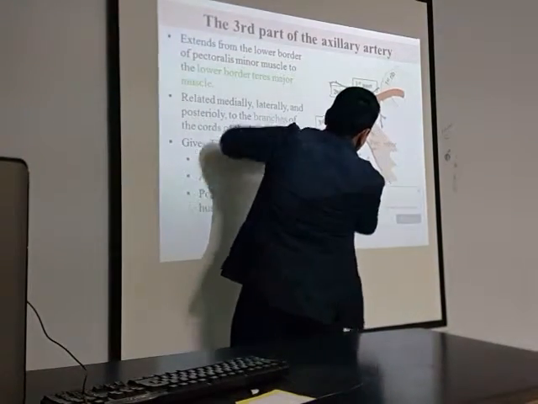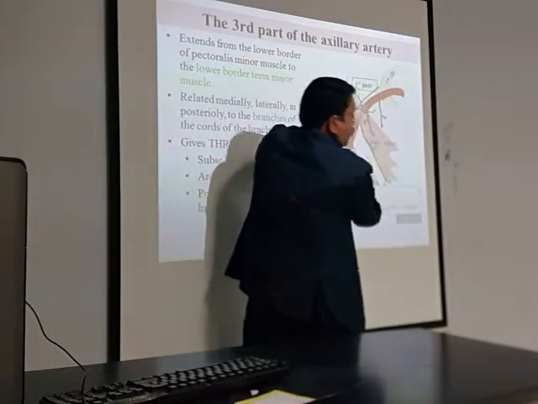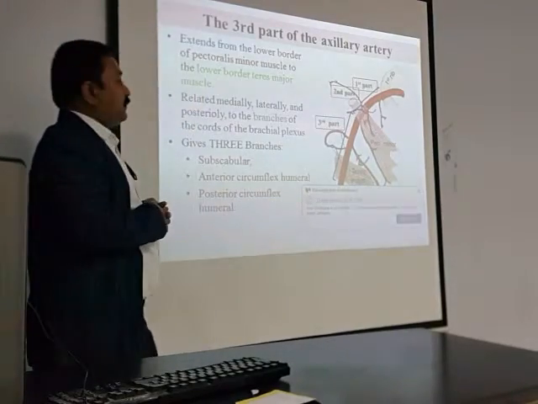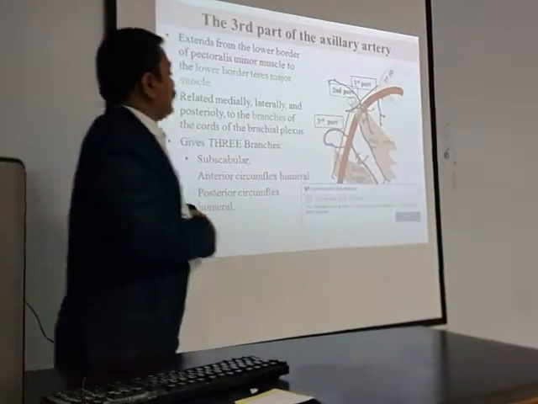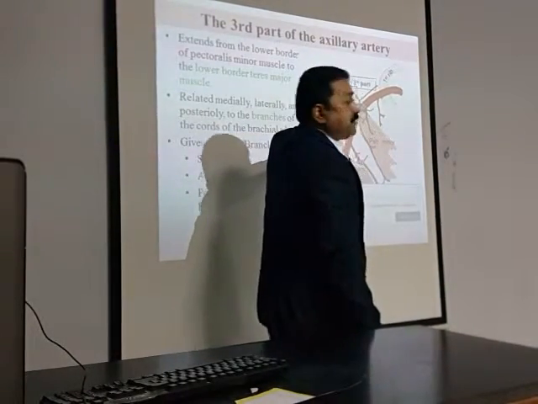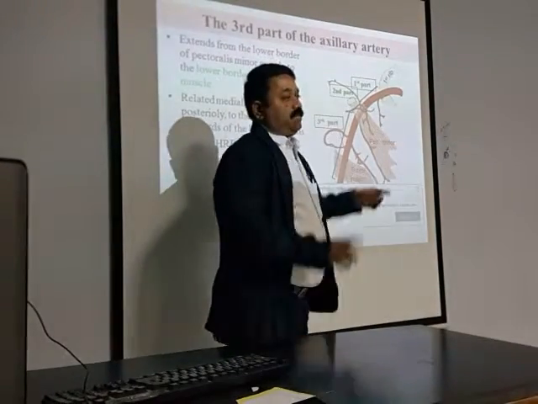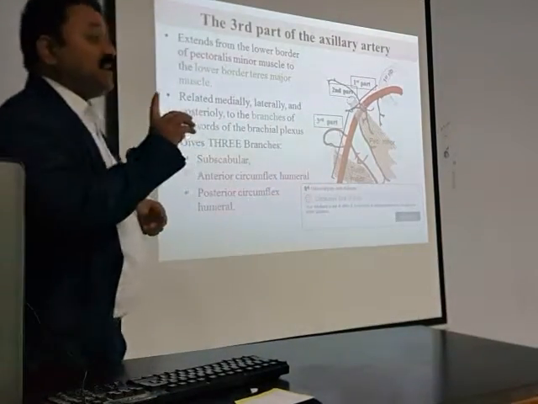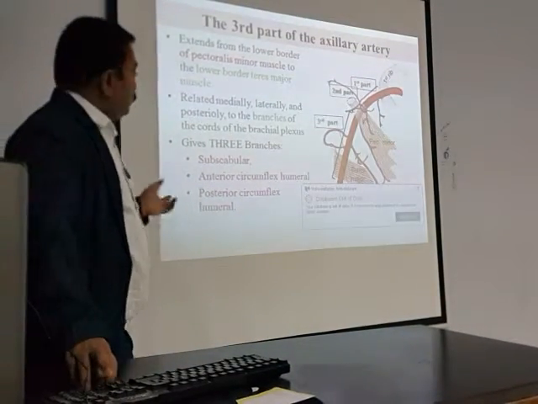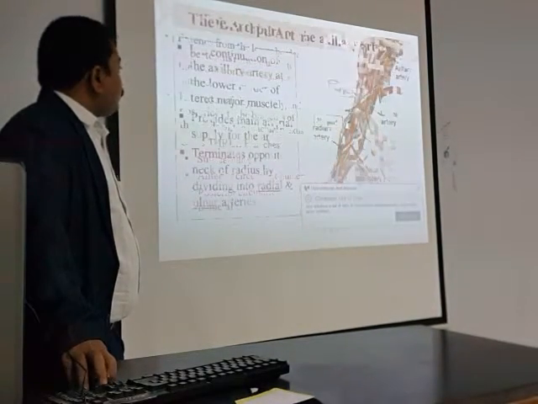So this is the teres major muscle, lower border from here, isn't it? So this part is the third part of the axillary artery, which gives rise to three branches, isn't it? That is the subscapular artery, and the anterior and the posterior circumflex humeral arteries. So these arteries wind around the surgical neck of the humerus, isn't it? Below the neck. So this is about the third part of the axillary artery.